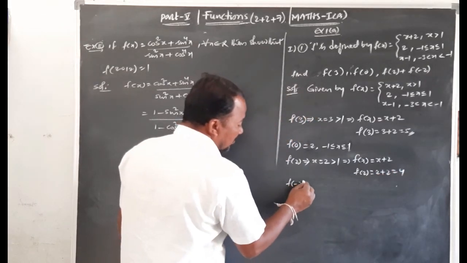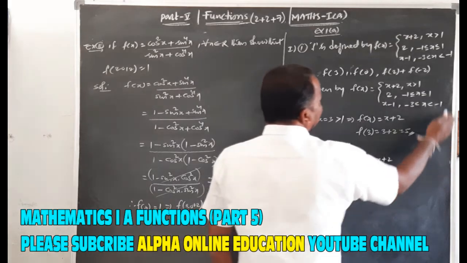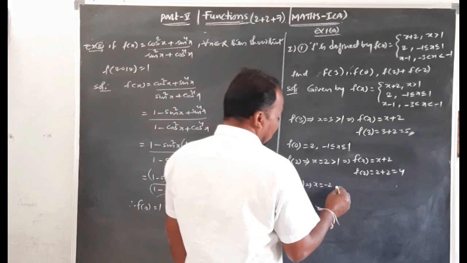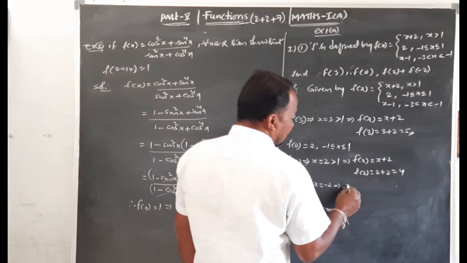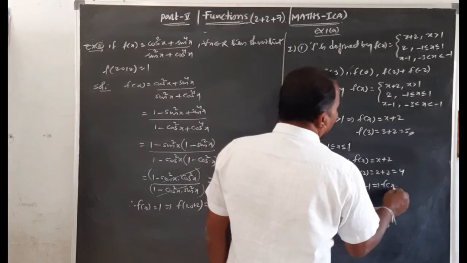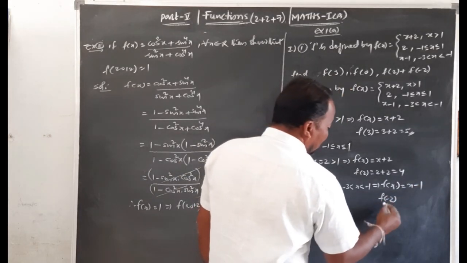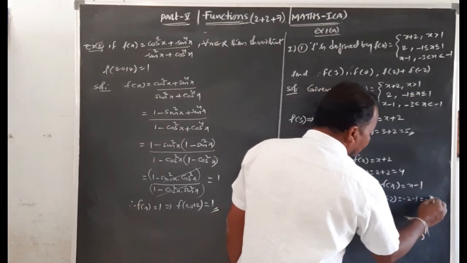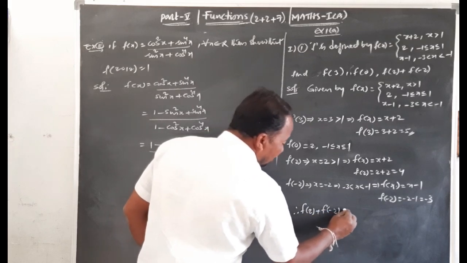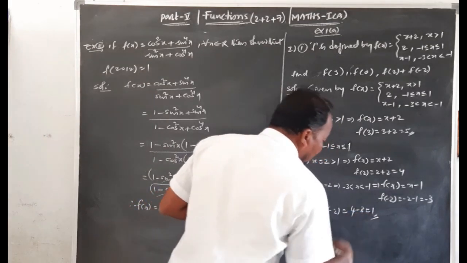f of minus 2. This implies x equals minus 2, which lies below minus 1. So the condition is minus 3 is less than x less than minus 1. This implies f of x equals x minus 1. Substitute x equals minus 2: minus 2 minus 1 equals minus 3. Therefore, f of 2 plus f of minus 2: f of 2 equals 4, f of minus 2 is minus 3, that equals 1.